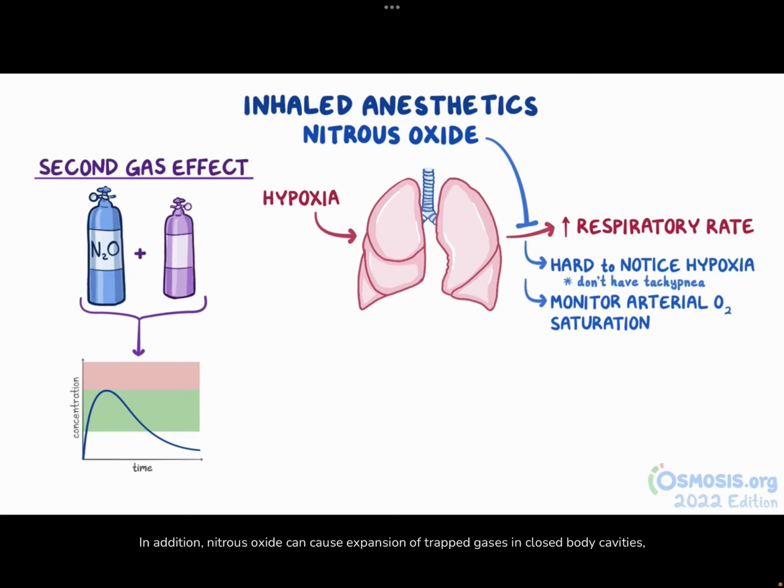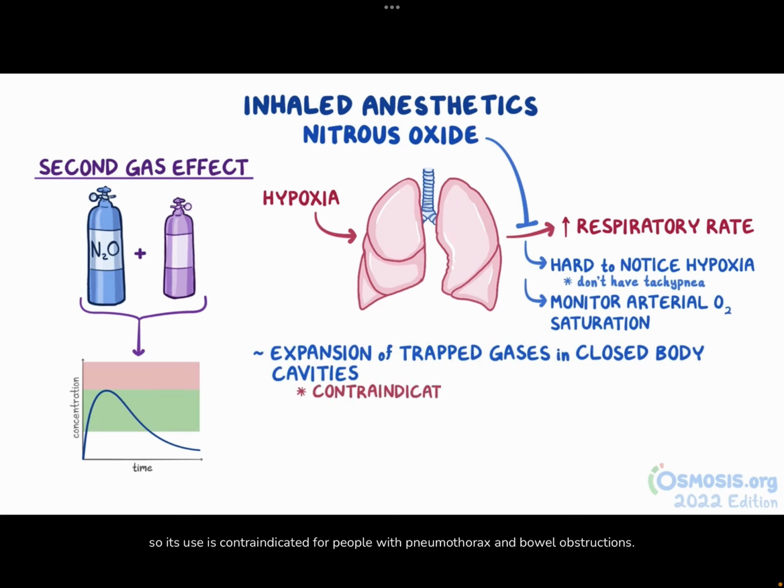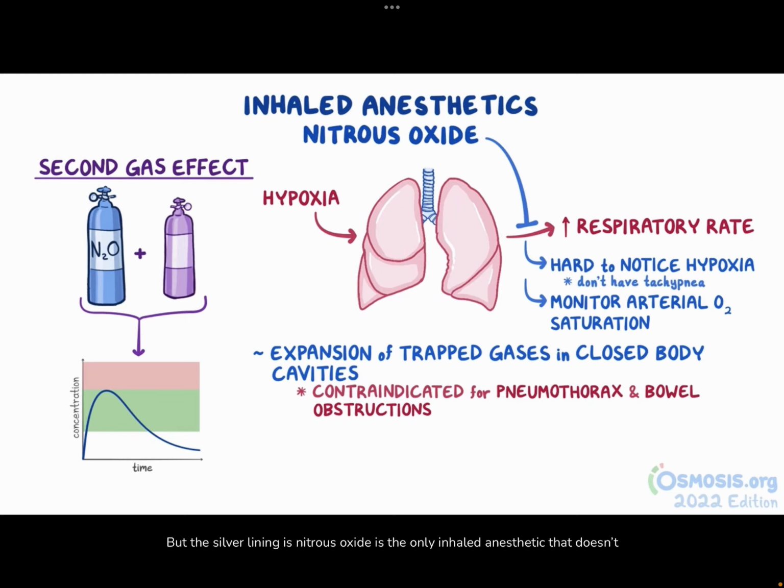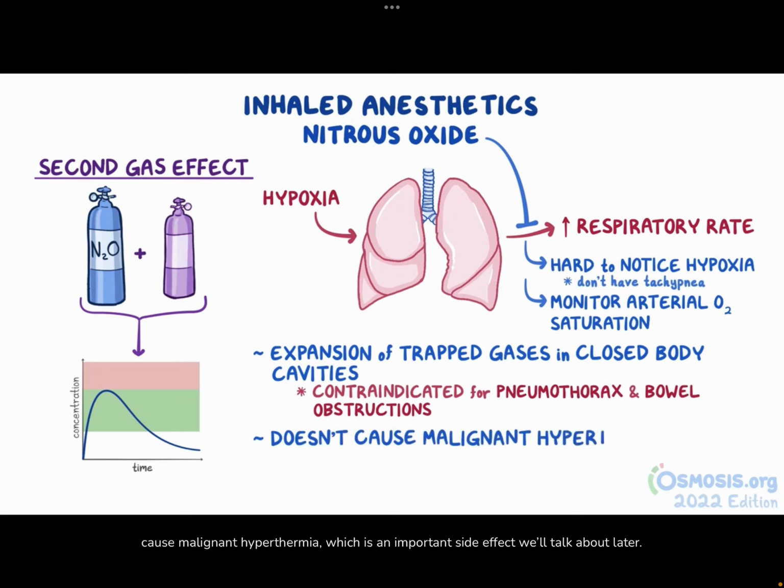In addition, nitrous oxide can cause expansion of trapped gases in closed body cavities, so its use is contraindicated for people with pneumothorax and bowel obstructions. But the silver lining is nitrous oxide is the only inhaled anesthetic that doesn't cause malignant hyperthermia, which is an important side effect we'll talk about later.